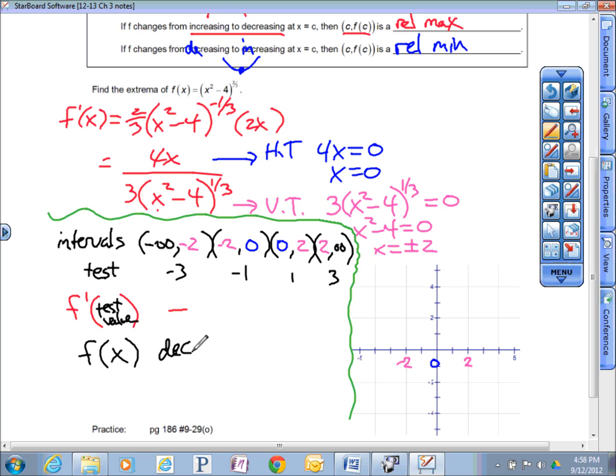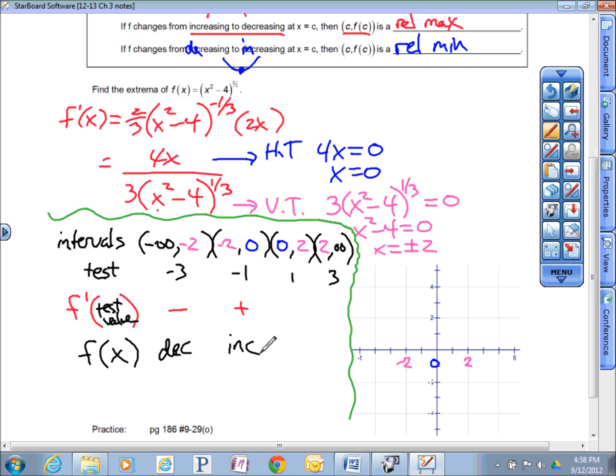Take -1, plug it in. Negative on the top, looks like a negative this time on the bottom. So my derivative turns out negative over negative, or positive. What does that mean for my function? That means my function is increasing in the interval between -2 and 0.